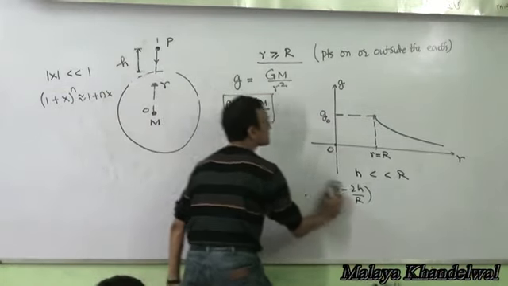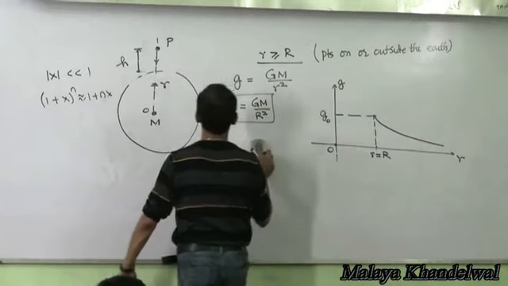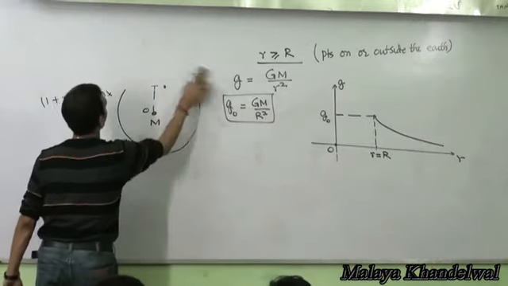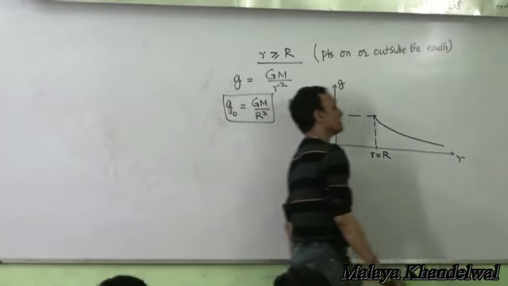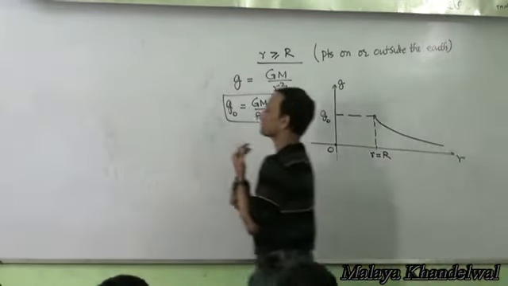Now, for points inside the earth, how does g vary for points inside the earth?